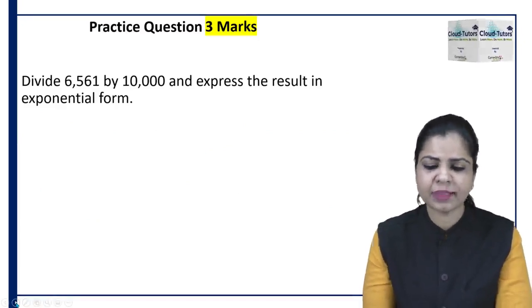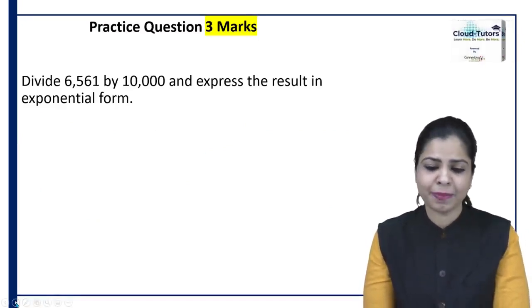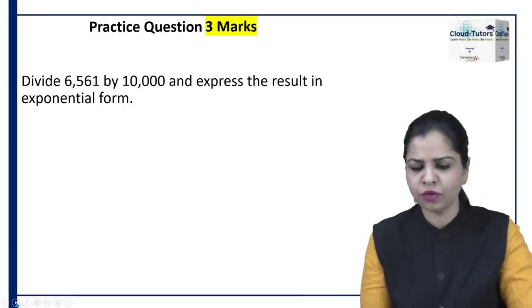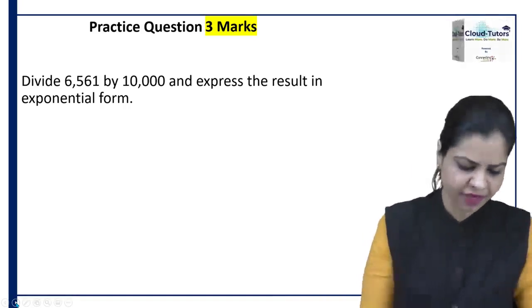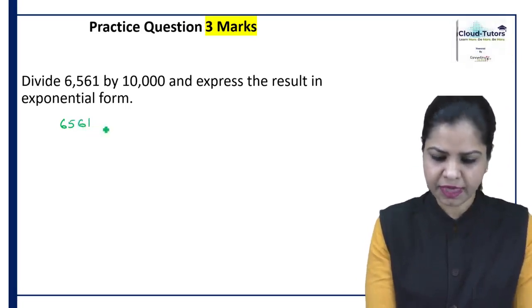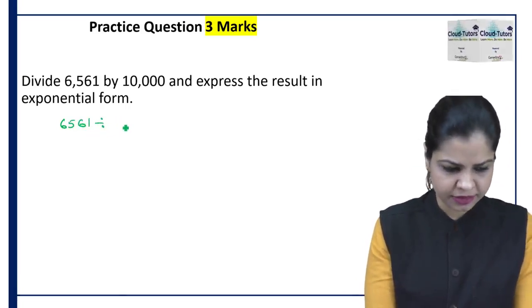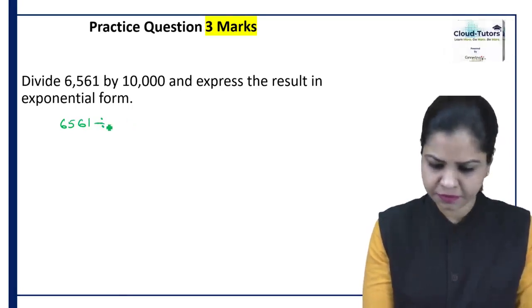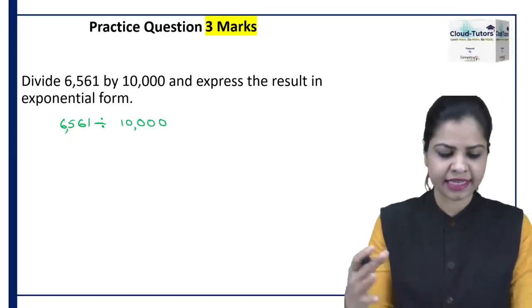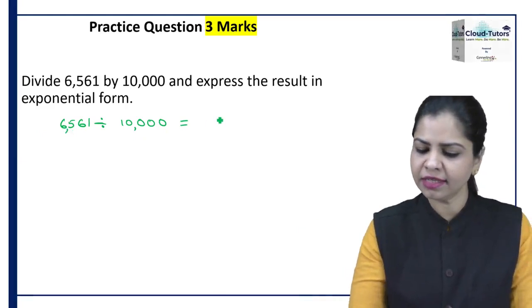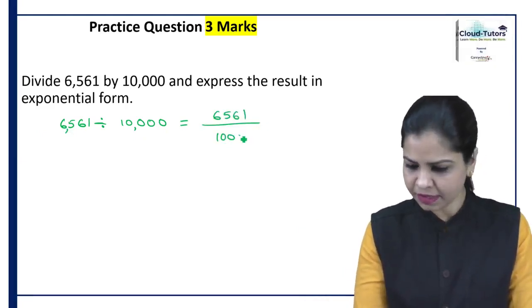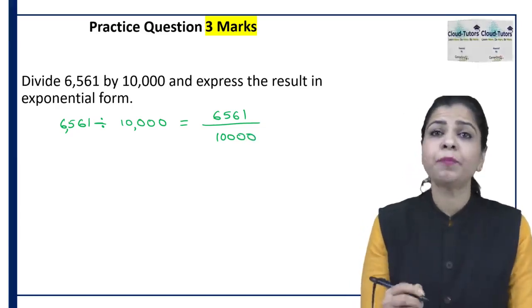Divide 6561 by 10,000 and express the result in exponential form. So let's see how it goes about. So I have to divide what? 6561 divided by 10,000. Do not start to divide instantaneously. So this can be written as 6561 by 10,000. Correct? Now let's find the prime factors of it.